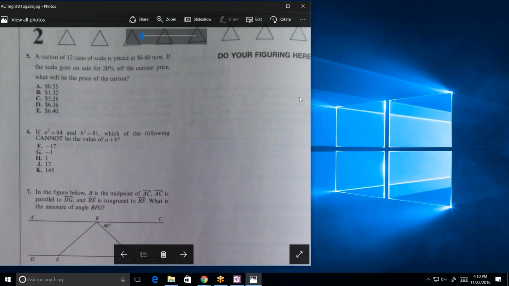Number 5. Okay. A carton of 12 cans of soda is priced at $6.60 now. If the soda goes on sale for 20% off the current price, what will be the price of the carton? 20% off the current. Oh, okay. So divide 660 by 5, and you would get $1.32, right? So then you do that times 4, so $4, and then.